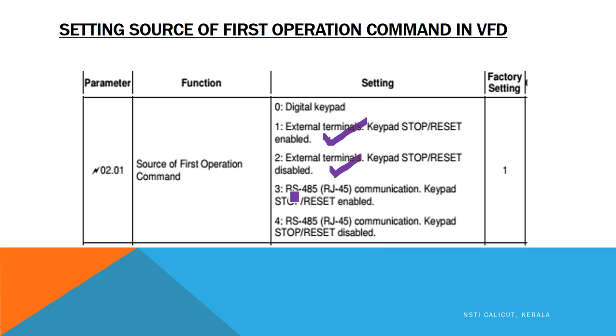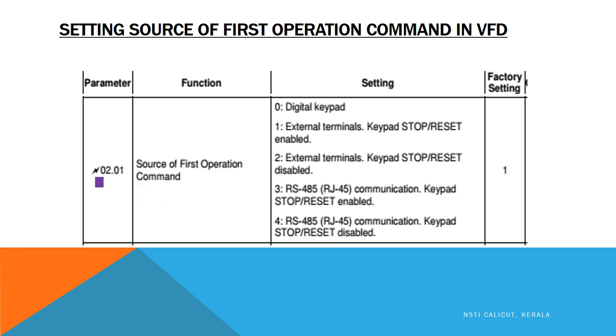And next is RS485 communication. Actually, we have seen an industrial cable connected through the RJ45 jack to the VFD. By programming it properly, we can connect it to any computer, or through any internet enabled things also. From anywhere we will be able to control. So if we want to control from somewhere else, not near the motor, we can use this communication method. Again, here also you will be able to see stop reset enabled and stop reset disabled. That means we will just be starting the motor from this method, the fourth method. Otherwise we won't be able to stop or reset from that command. So this is the source of the first operation command.